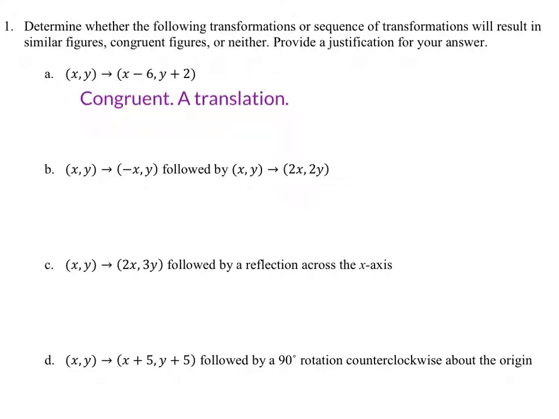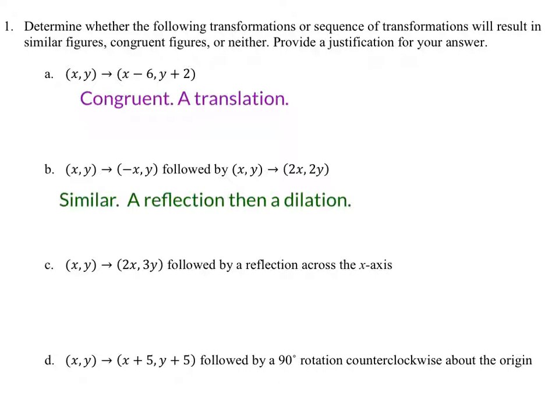What about B? We've got this transformation (x,y) to (-x,y). That's a reflection followed by (x,y) transforms into (2x,2y). That is a dilation, and dilations maintain similarity. And then we have C, (x,y) transforms into (2x,3y), followed by a reflection across the x-axis.